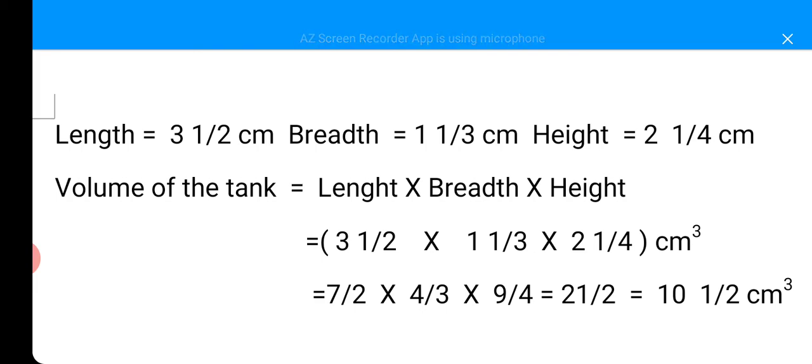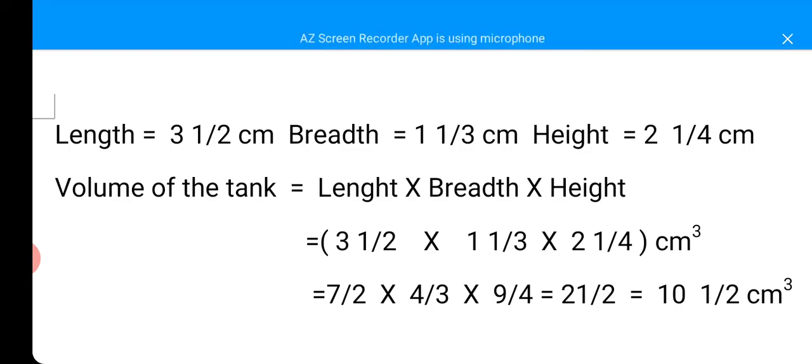The length given to us is 3.5 centimeter. Breadth is equal to 1 and 1/3 centimeter, and height is equal to 2 and 1/4 centimeter. When you change 3.5 to improper fraction, that is 3 times 2, 6 plus 1, 7 all over 2, times change 1 and 1/3 to improper fraction. 1 times 3, 3 plus 1, 4 all over 3. 2 and 1/4 to improper fraction. 2 times 4, 8 plus 1, 9 all over 4 centimeter.